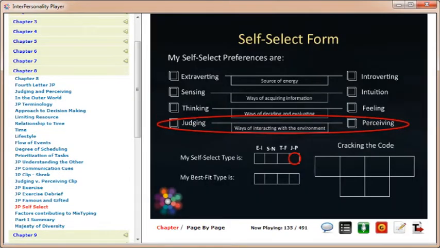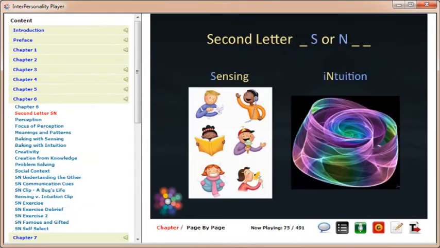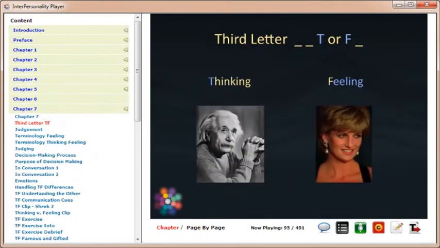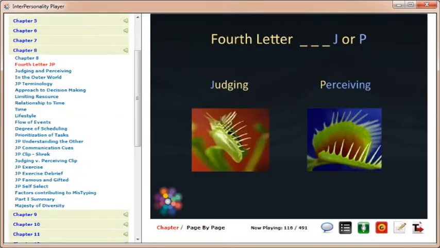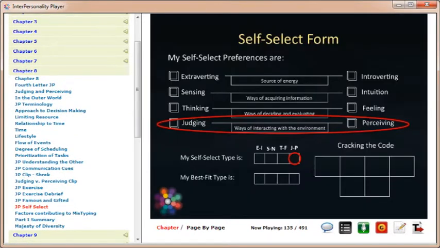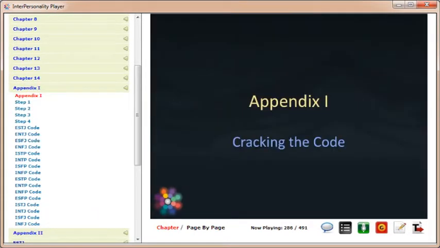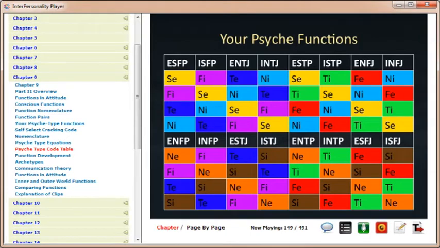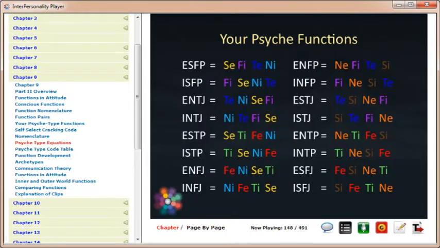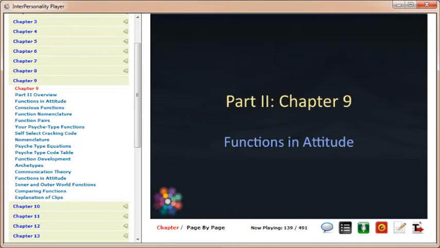By the end of Chapter 8, you will have a clear understanding of the 4 Jungian dichotomies, and you will have selected the 4 letters that you feel best describe you. Now you're ready to crack the Psyche-Type code and find out what those letters actually mean in terms of the functions in your psyche. Chapter 9 explores what are known as the functions in attitude.